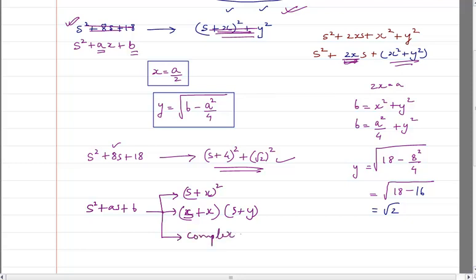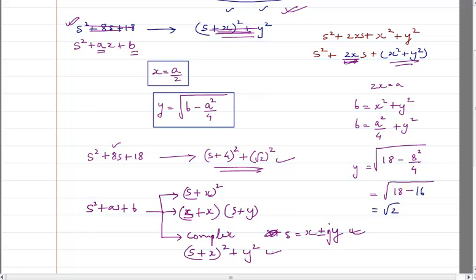In complex form, that means the poles are going to be s equal to x plus minus jy. If the poles are in this form, then you use the formula and write it as (s plus x) the whole square plus y square. You have to write it in this form.